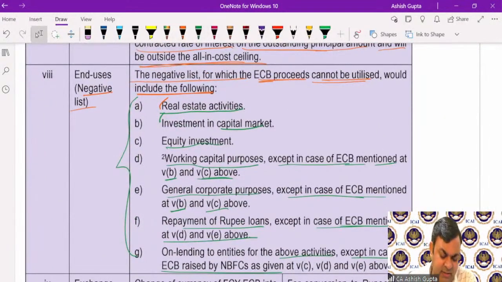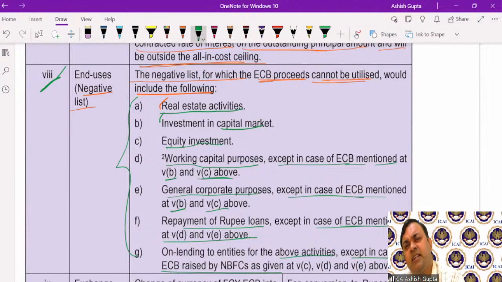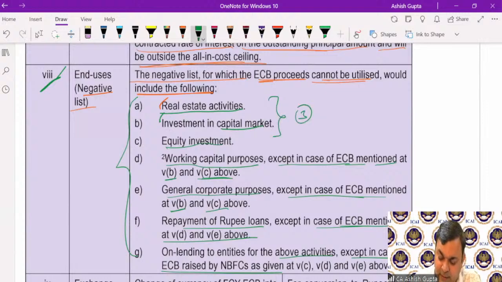I think so till that 7 points are clear, right? First point is in which currency you are going to borrow, currency of borrowing. Second point is form. Third point is minimum maturity period. Recognized lender, right? And recognized borrowers. All-in cost, and in case of default, then what extra amount you will charge, that also you need to mention in that agreement part. And end use negative list: first point is real estate, capital market. Two things are important, and equity investment. So these all are 3 points, right?